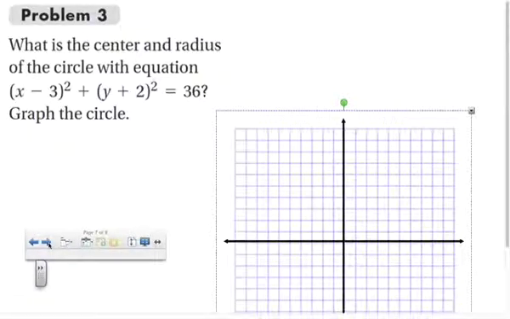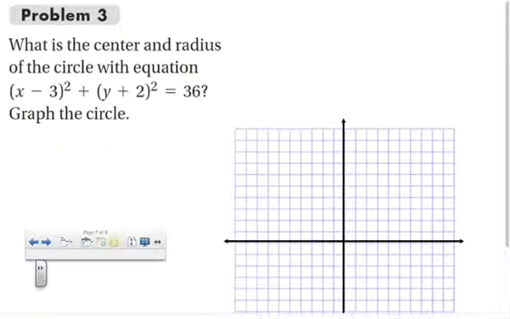Last kind of problem that you could encounter. In problem 3, what is the center and radius of this circle, and graph it. Remember what I called to your attention in problem 1. What is the center of this circle? Helena. Beautiful. The center of this circle is 3, -2.